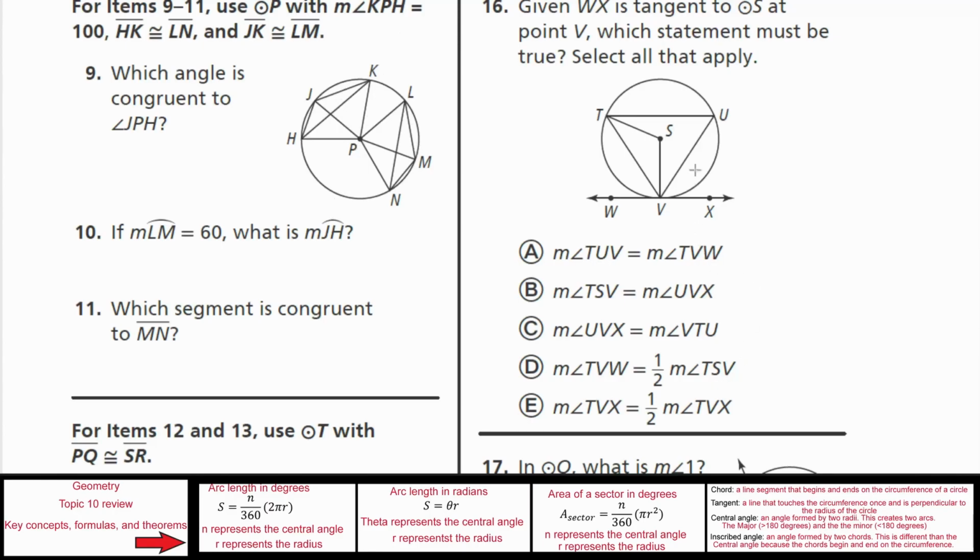It wants to know which angle is congruent to JPH. So J to P to H is this part right here. Oh, I don't have my line tool back on yet. So JPH is here. If I were to reflect it over that line again, where would I land? This would come across the line and be right here. So my answer to this would be MPN.